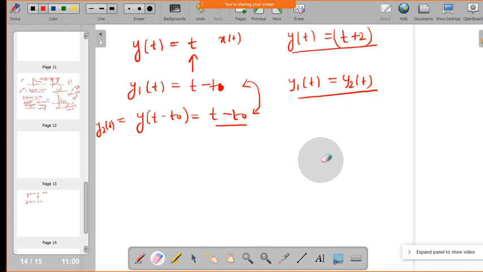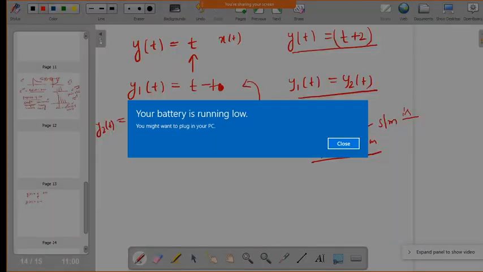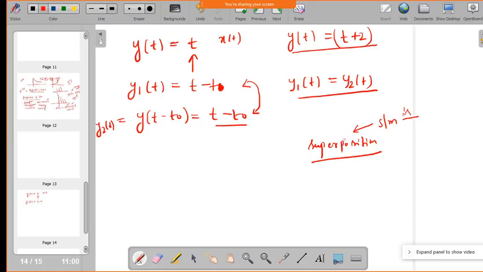Similarly, for the linearity property, the system should satisfy both the homogeneity as well as the additivity property, which is called the superposition property. If the system possesses the superposition property, then the system is said to be linear.